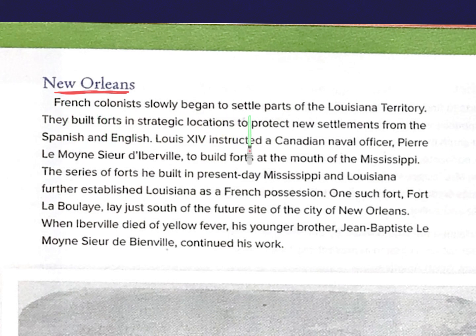French colonists slowly began to settle parts of the Louisiana Territory. They built forts in strategic locations to protect new settlements from the Spanish and English. Louis XIV instructed a Canadian naval officer, Pierre Le Moyne, Sieur d'Iberville, to build forts at the mouth of the Mississippi. The series of forts he built in present-day Mississippi and Louisiana further established Louisiana as a French possession. One such fort, Fort La Boulaye, lay just south of the future site of the city of New Orleans. When Iberville died of yellow fever, his younger brother, Jean-Baptiste Le Moyne, Sieur de Bienville, continued his work.